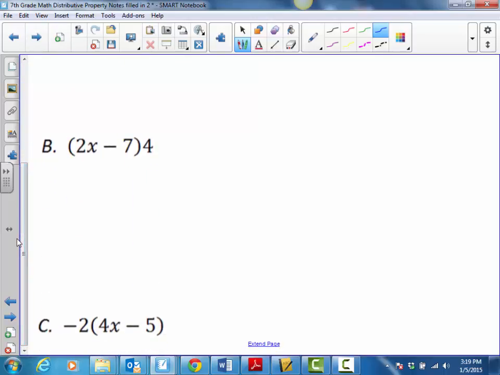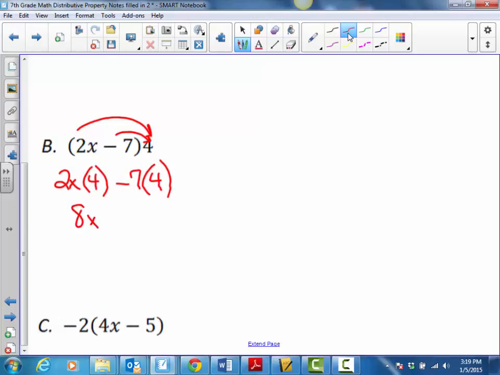This next example, I have 2x times 4 minus 7 times 4. All right, 2x times 4 is 8x, and 7 times 4 is 28.